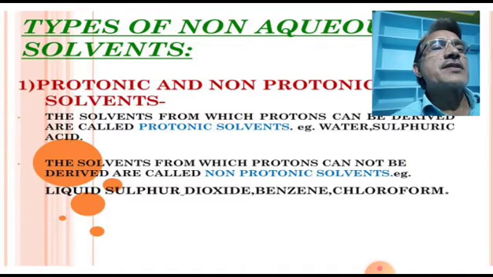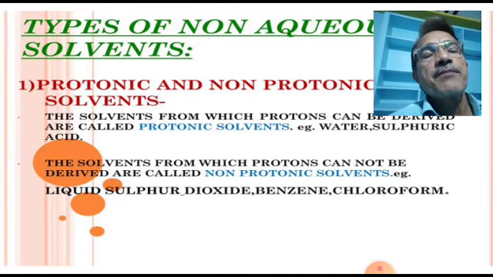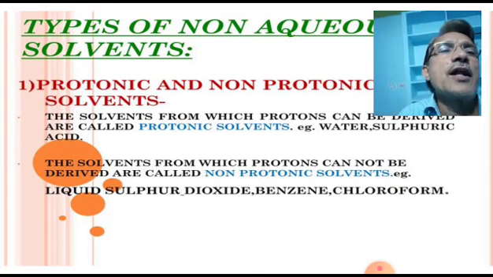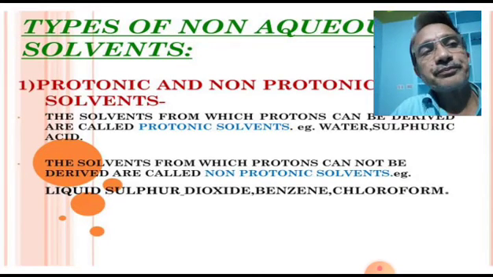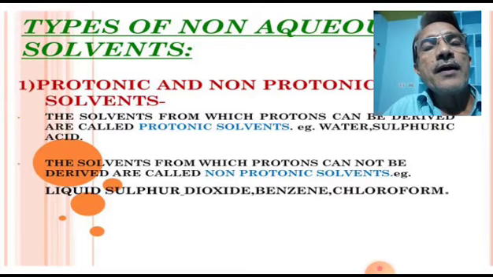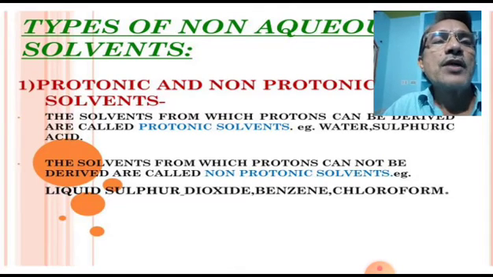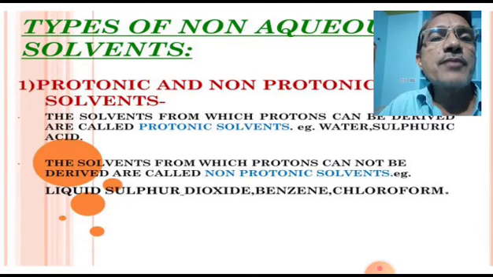The solvents from which protons cannot be derived are called non-protonic solvents. Example: liquid sulfur dioxide, liquid SO2. From liquid SO2, proton cannot be derived. Therefore, liquid SO2 is an example of non-protonic solvent.